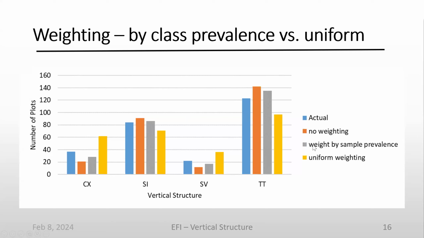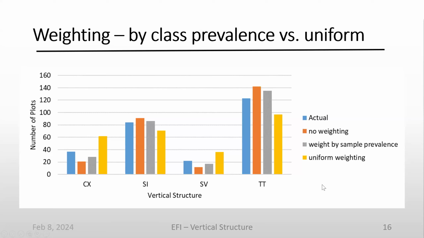If we weighted by sample prevalence, like the frequency in our calibration data, we got the gray bars, which were quite similar to the orange bars as expected. Again, we over predicted common conditions and under predicted rarer conditions. If we applied a uniform weighting to our calibration data, we reversed that over and under prediction. We tended to under predict the more common conditions, and we tended to over predict the rare conditions. And again, that is what we would expect.